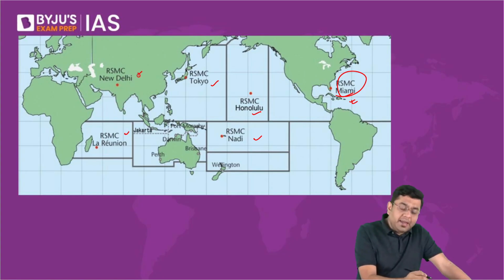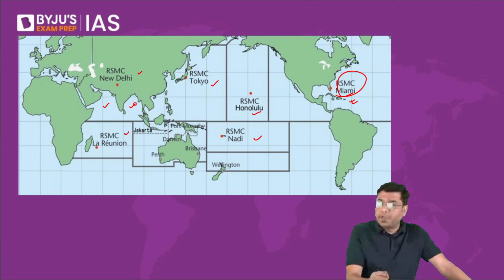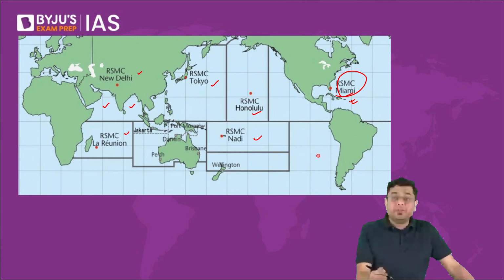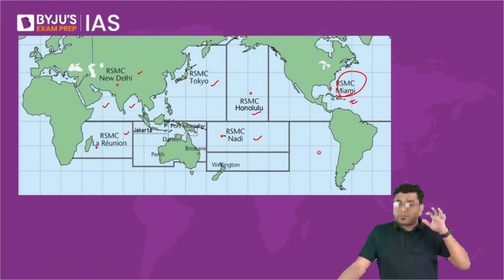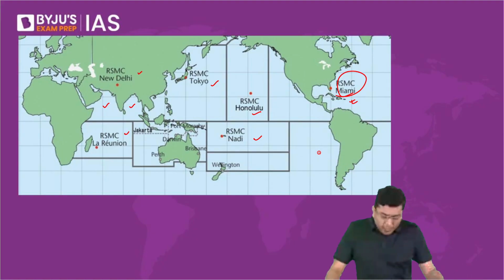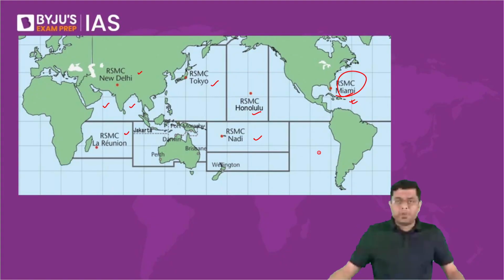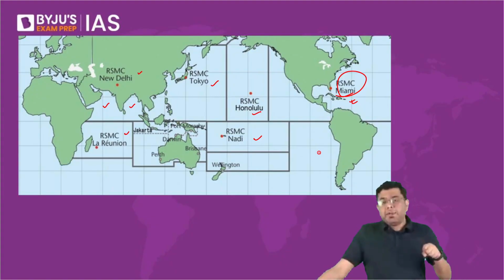RSMC New Delhi, the Regional Specialized Meteorological Center of New Delhi, is responsible for the naming of the cyclone which develops in the Northern Indian Ocean, be it the Arabian Sea or the Bay of Bengal. Cyclones develop in both regions, and they are named by RSMC New Delhi, which is actually an office in the Indian Meteorological Department building itself. So it picks up a name from that list.